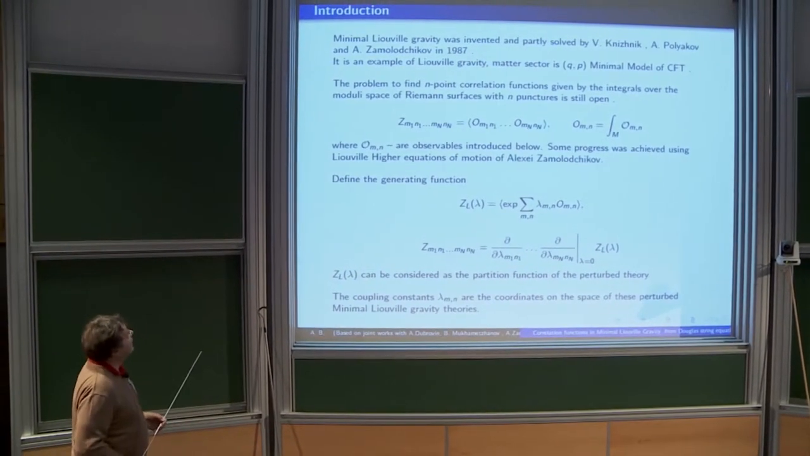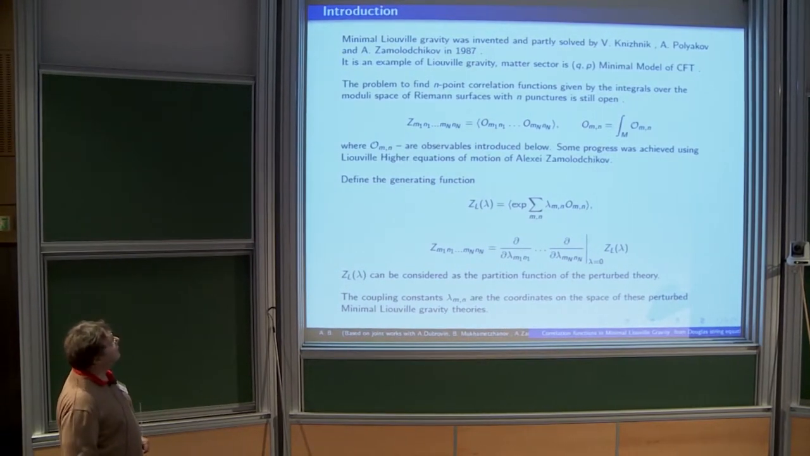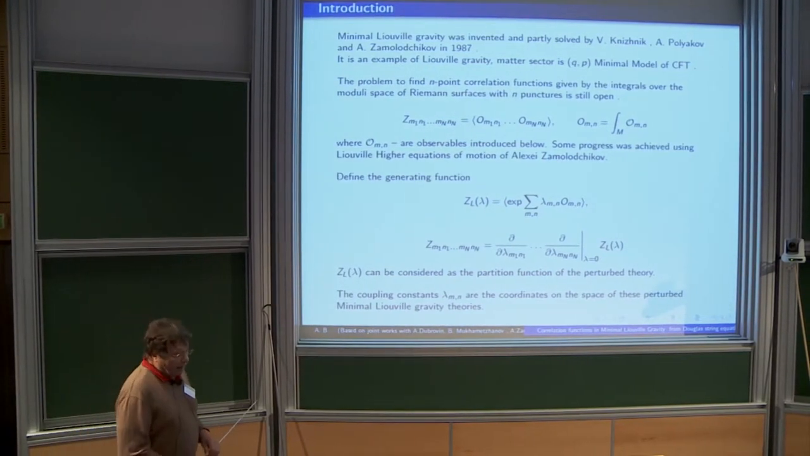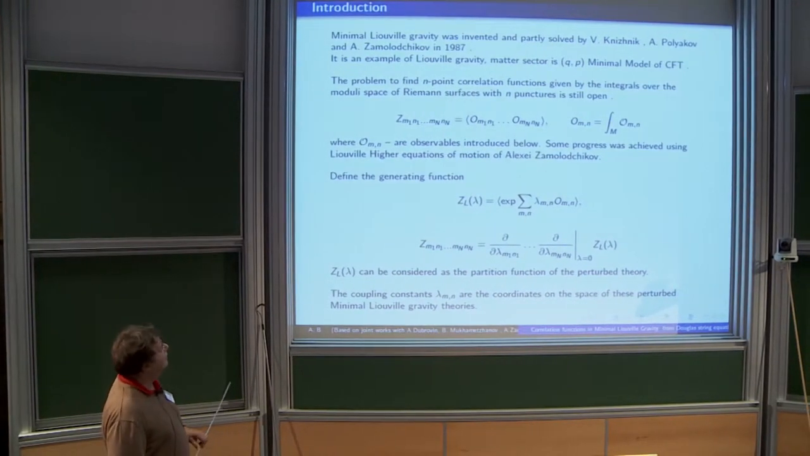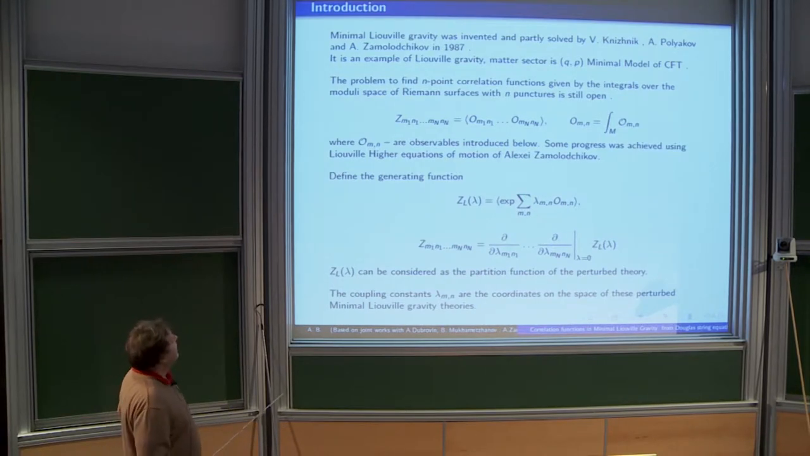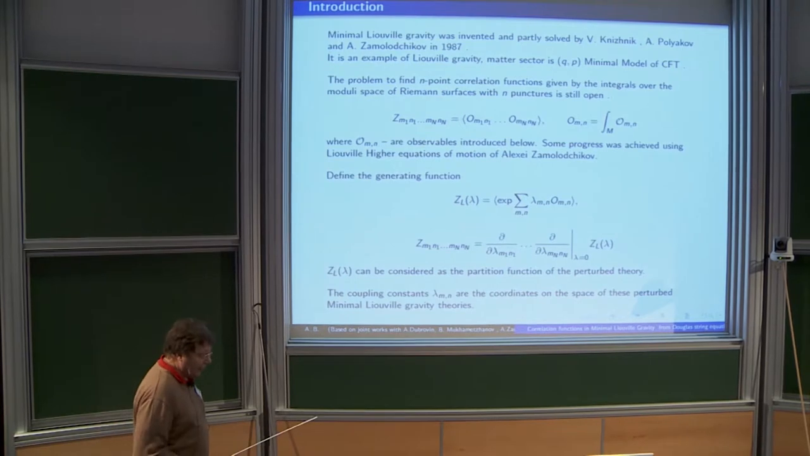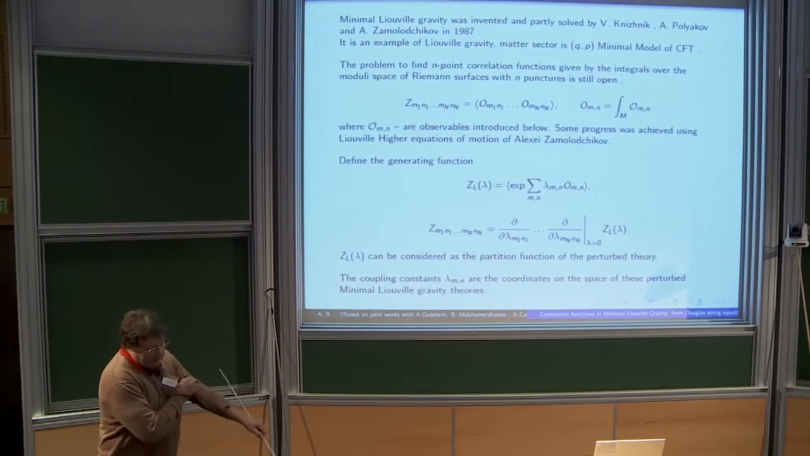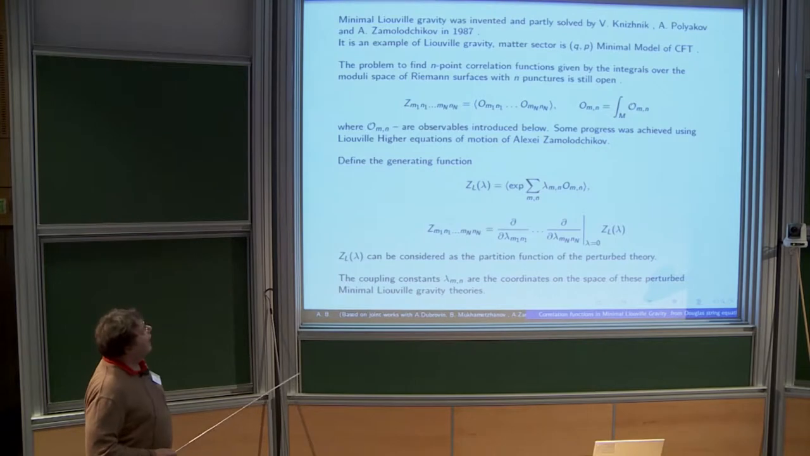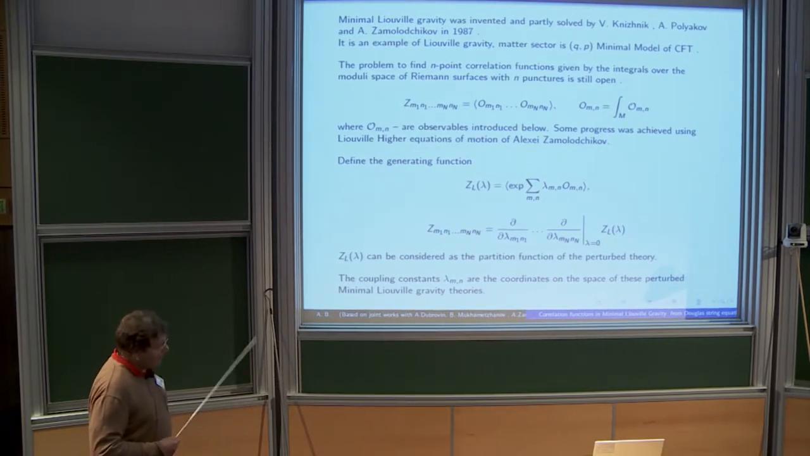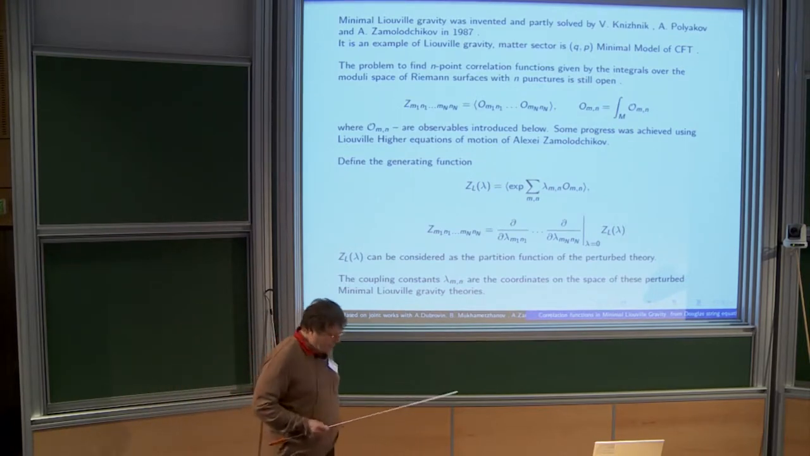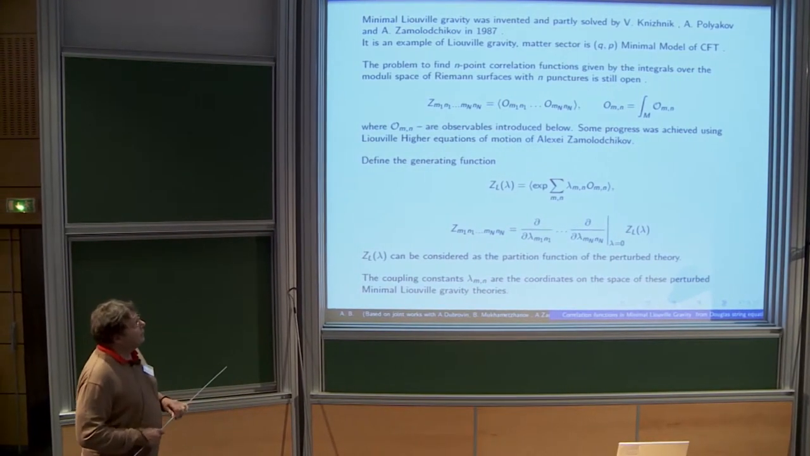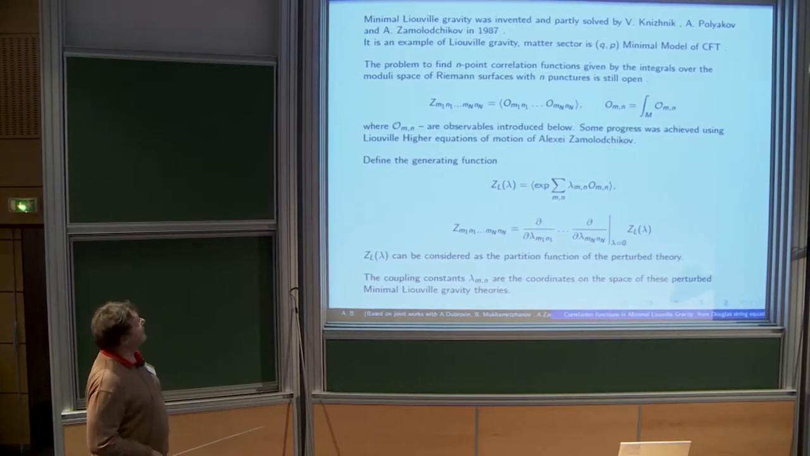So this so-called minimal Liouville gravity was invented and partly solved by Dima Knizhnik, Polyakov and Zamolodchikov in 1987. And it is a very important case of so-called non-critical string, Polyakov string theory. And in this case, it's also an example of Liouville gravity. In this case, the matter sector is one of the minimal models of conformal field theory.